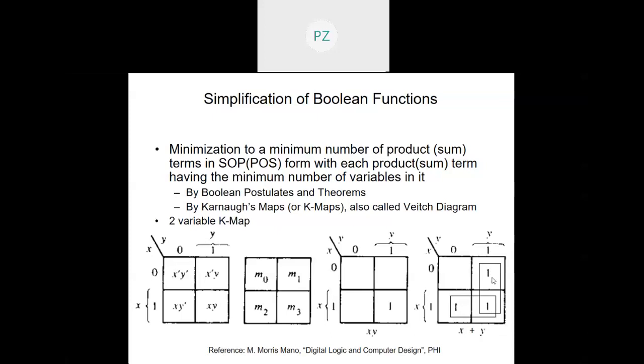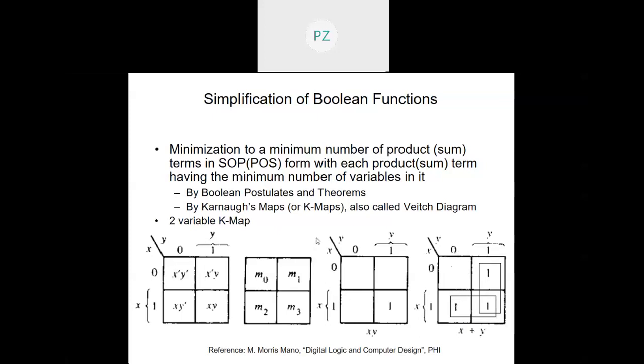Suppose this one was not here but over here, then in that case x will remain the same because these two ones will combine, and since this one is not there but it is here, this vertical combination will give me y bar. So in that case it will be x plus y bar.